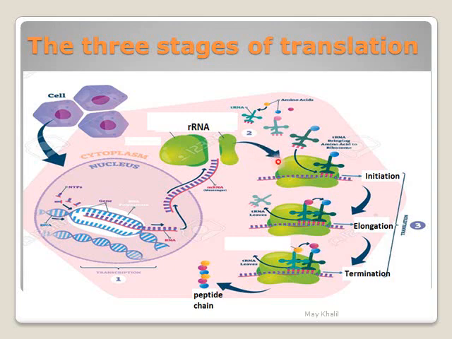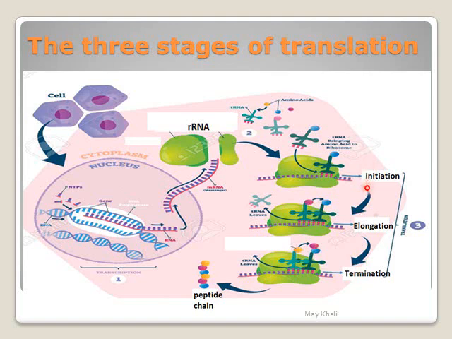Okay, so translation by itself is a very complicated process. It's not an easy one. So that's why we have to talk about its stages, its steps, which are three. So now we are focusing on translation with three steps. The first step is known as initiation, the second, elongation, and the third, termination.